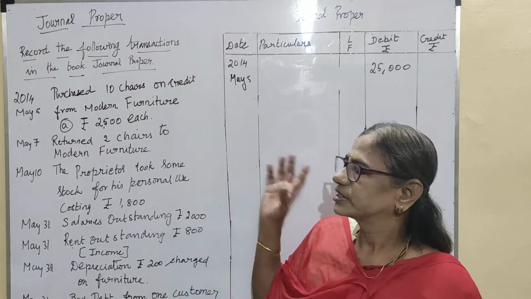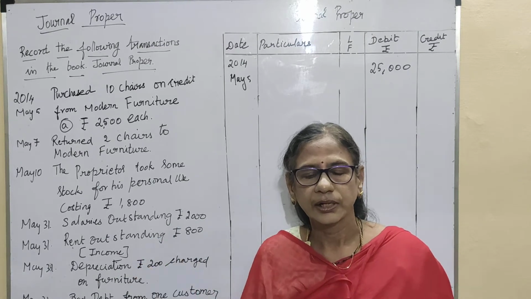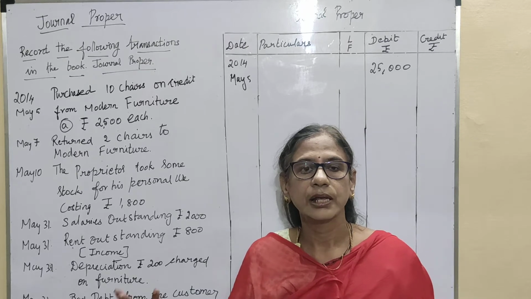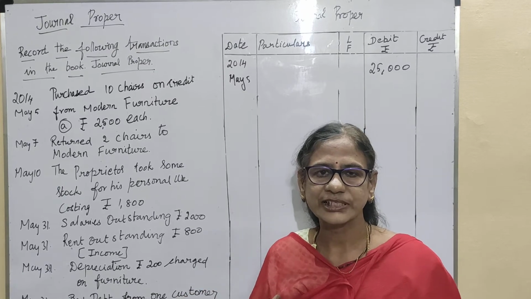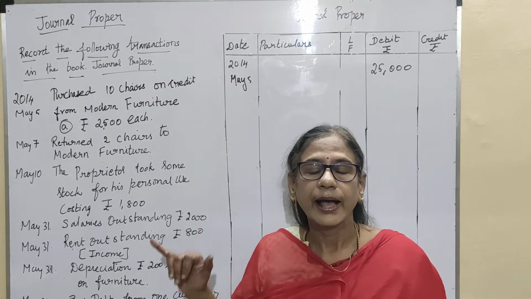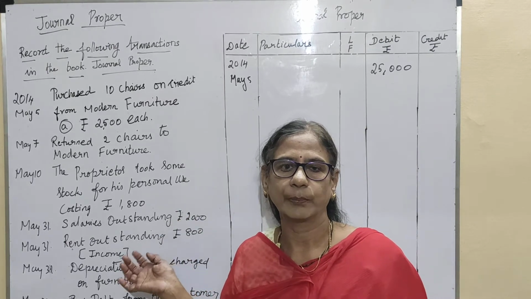Today we are going to see the journal proper book. The journal proper book is just like other journals such as the cash journal, purchase day journal, sales day journal, and purchase return, sales return, bills receivable, bills payable. Like that, this is also one of the journal books, and it is called the journal proper. What entries will be entered in the journal proper?